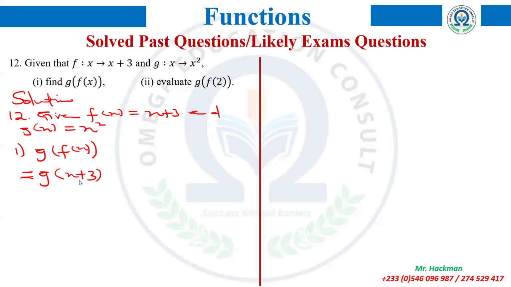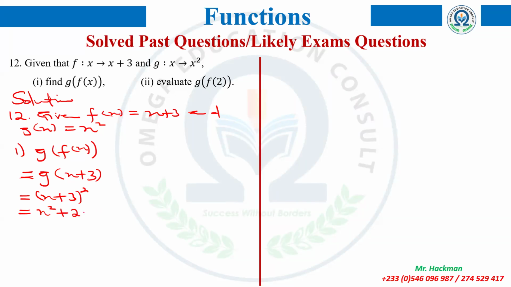So take note. Okay, so now what do we do? We are going to get this to be equal to, wherever we see x in g of x, we put x plus 3 there. So there is only one x here, so x plus 3, but that x is squared. Okay, so this will be squared. And we know that this is the same as x squared plus what? Twice the product of this and this. Okay, so that will give us 2.